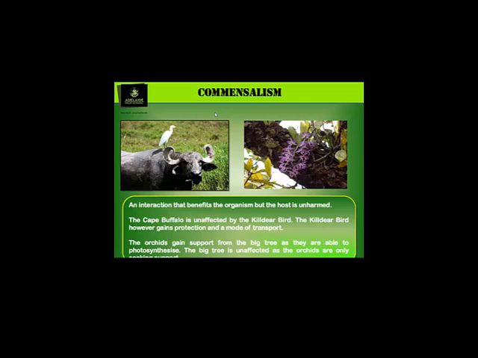Alright? So in the first picture here, we have a buffalo and also a bird. The buffalo doesn't get anything with the bird hopping on it. It doesn't matter as long as you don't disturb me. But what the bird gains in this case is a mode of transport. It also gains protection. Don't forget the horns here will protect the buffalo from any predators, and therefore the bird gets protected as well. So whatever it may be, this is their interaction.